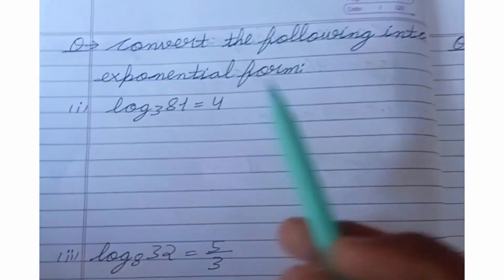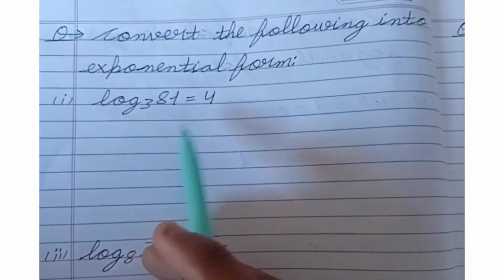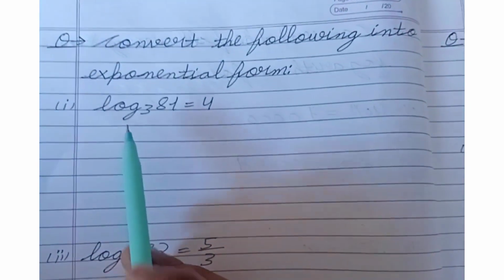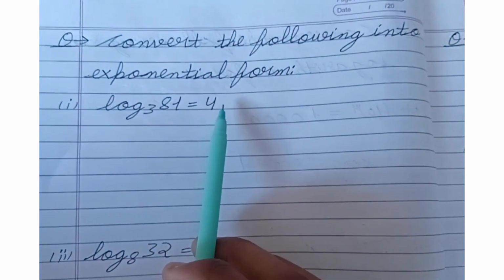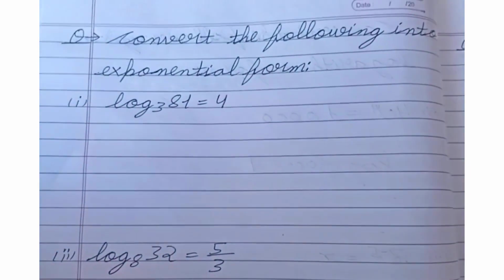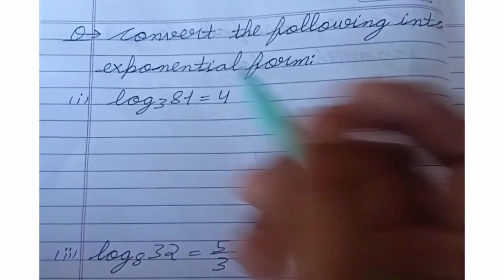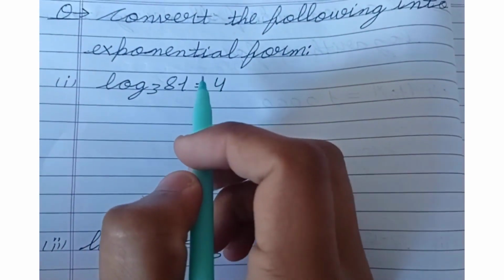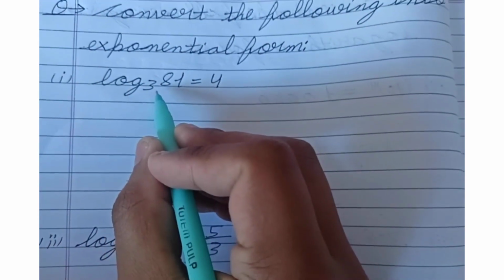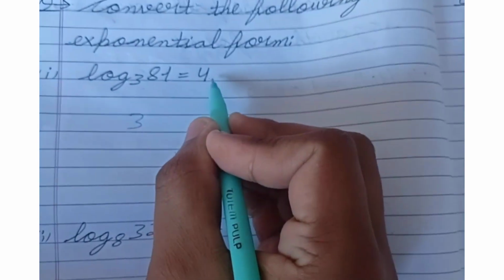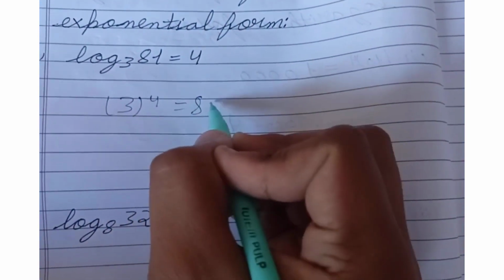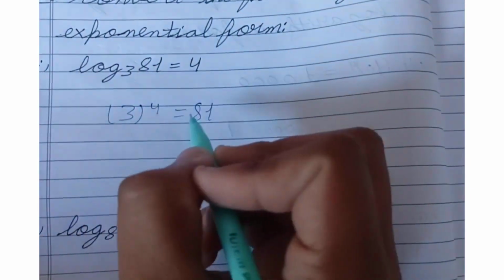Now, convert the following into exponential form. Here it is written log base 3 of 81 is equal to 4. First we take this 3 as the base, and 4 is the power of 3, and it is equal to 81. Like this we have to convert.